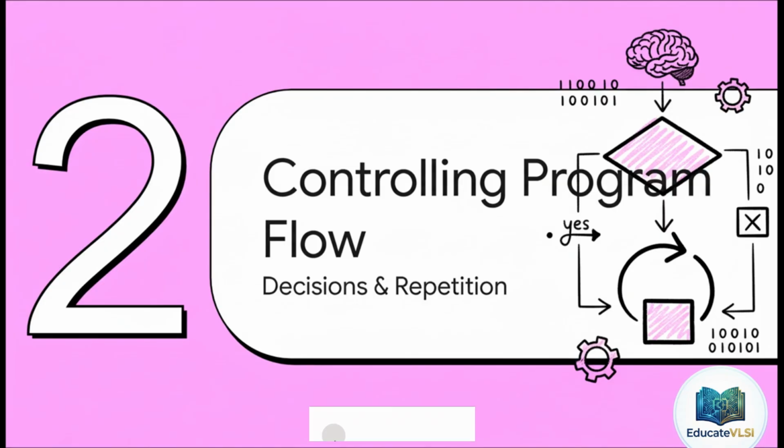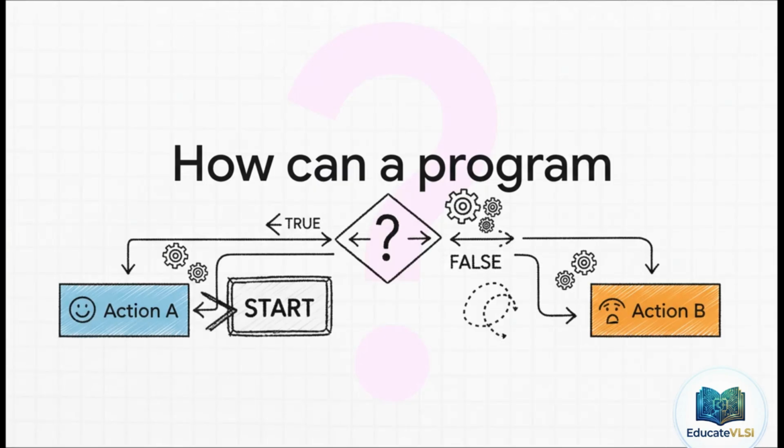Storing data and doing simple math is useful, for sure. But the real magic, the thing that makes a program feel smart, is when it can start to think for itself. This is where we give our code the ability to make decisions and to repeat actions. This is all about controlling the program's flow. So what's the big question here? How can a program look at a situation and decide to do this instead of that? It doesn't have a brain, obviously, but we can give it a very strict set of rules to follow that makes it seem like it does.